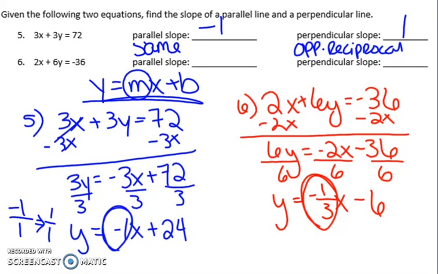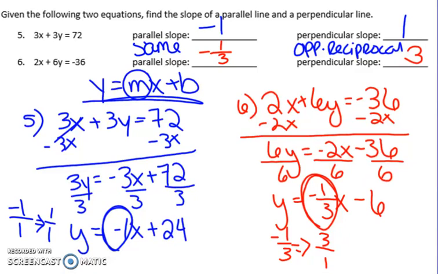So when we talk parallel slopes, it has to be exactly the same. Well, the same thing as -1/3 is -1/3. For my perpendicular slope, I'm going to take my -1/3 and flip it so it becomes 3 over 1. And since my first slope was negative, my second slope has to be positive. And again, now we need to simplify it. 3 divided by 1 is 3.